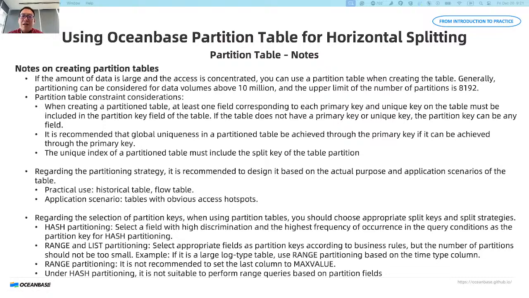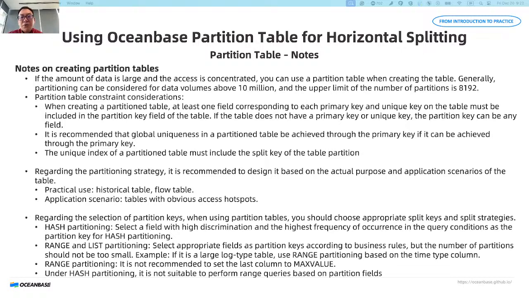Next, let's look at the precautions when creating a partition table. If the amount of data is large and the access is constrained, you can use a partition table when creating the table. Generally, partitioning can be considered for data volumes of about 10 million. The upper limit of the number of partitions is 8,192. And generally, in the production environment, the number of partitions is at most dozens or hundreds.